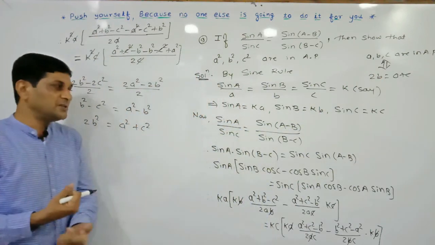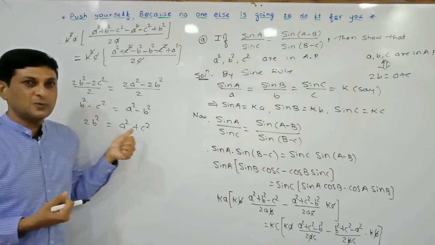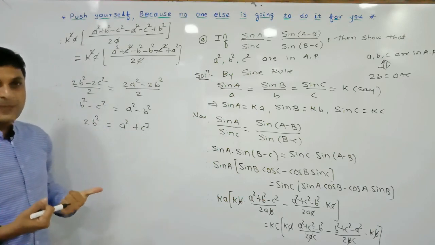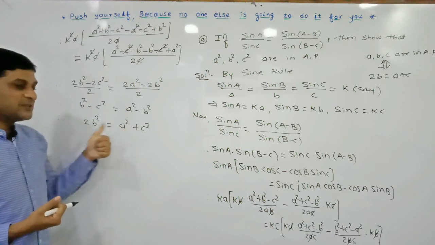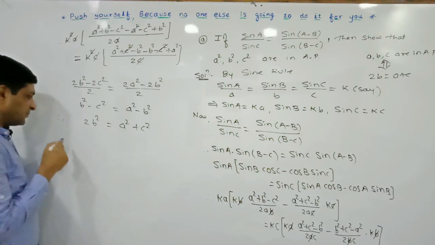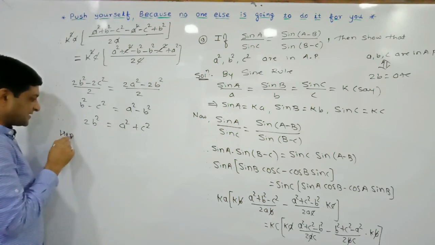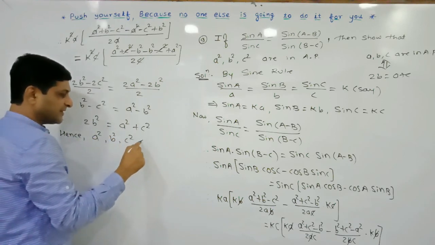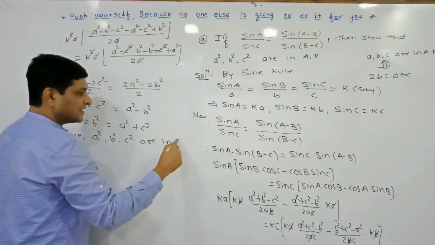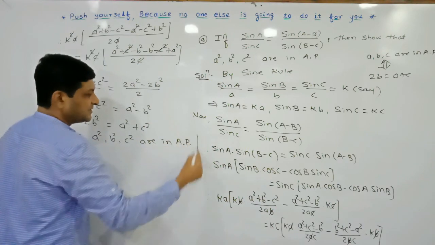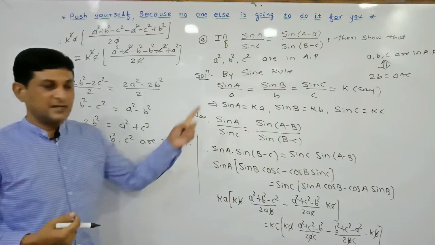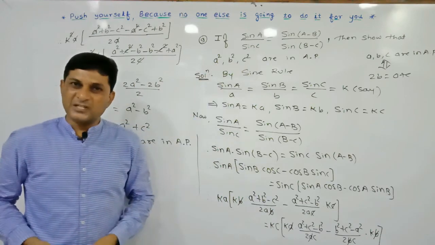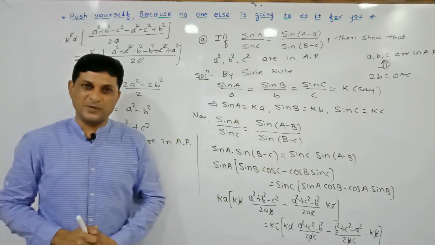So here which condition is satisfying? 2b square is equal to a square plus c square, which implies that which three terms, a square, b square, c square, are in arithmetic progression. So hence we can say that a square, b square, c square are in arithmetic progression, and this is the result which we have to show here. So we have to show that a square, b square, c square are in arithmetic progression.